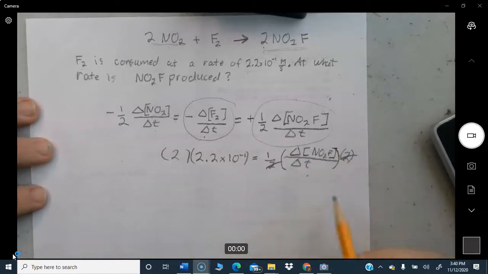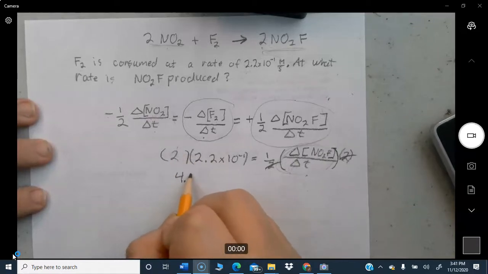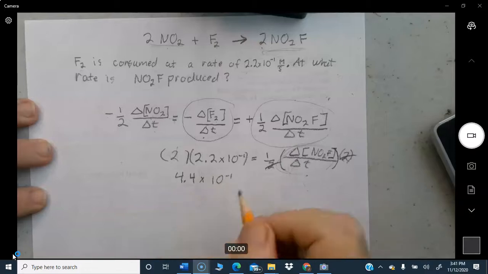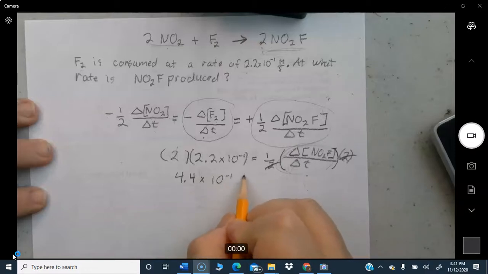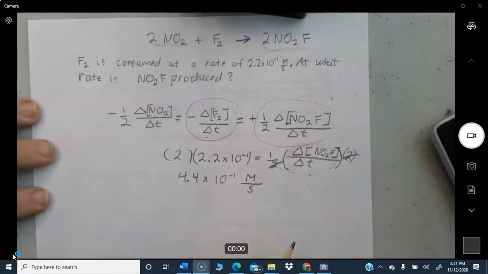Cancels with that 2. And now you have isolated the variable you're trying to find. So 2 times 2.2 is going to be 4.4 times 10 to the negative 1. And it is a rate. So it's molar per second. Okay, and it makes sense.